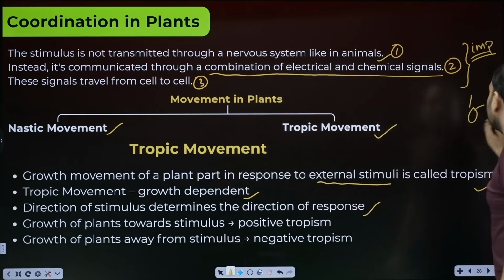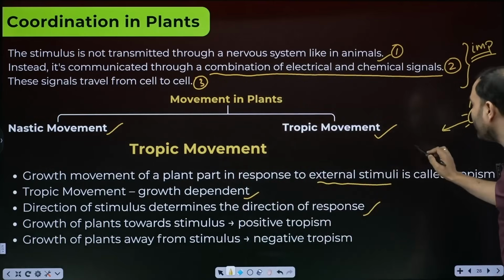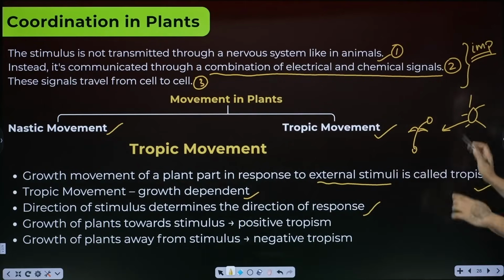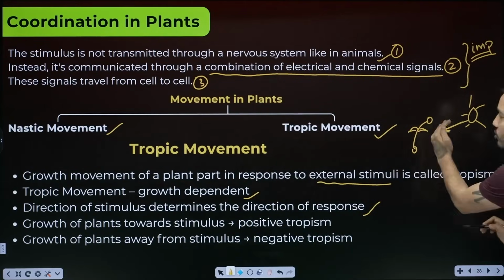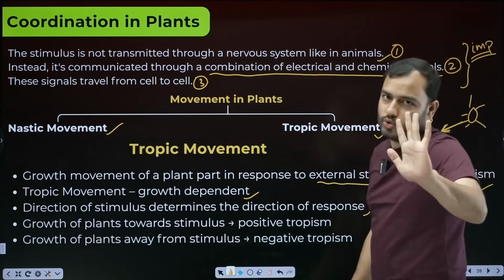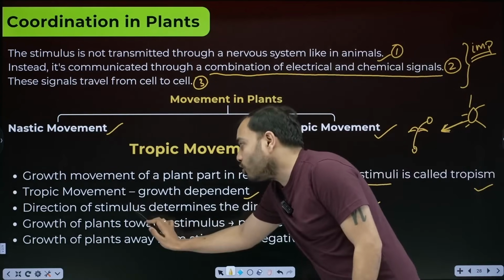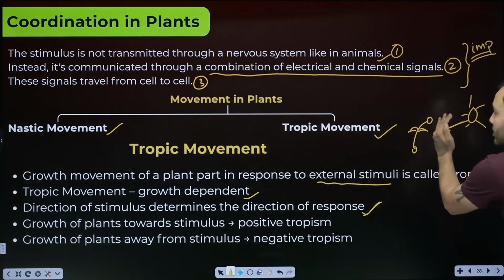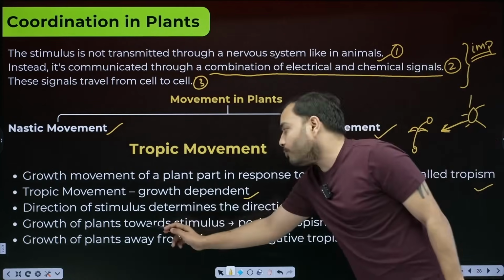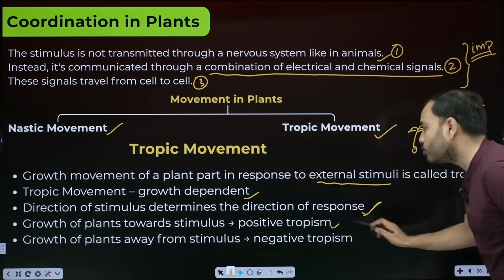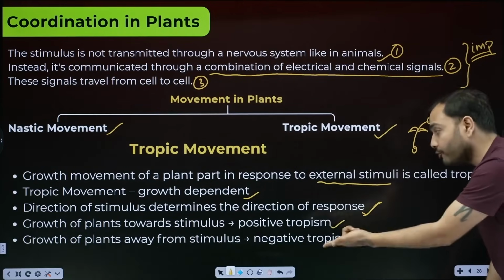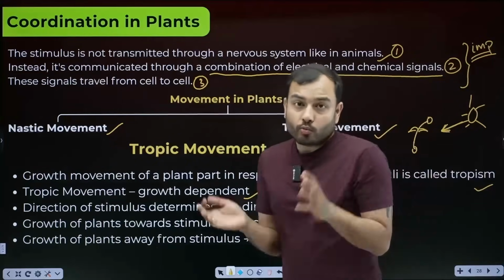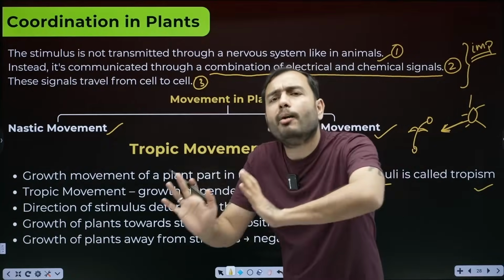Suppose the sun is rising from this side, sunlight is coming from here. The plant that grows will tilt a little towards this side. Why? Because the stimuli is this way, so its growth is also this way. Sometimes it can also be opposite to the stimuli. Direction of stimulus determines the direction of response. Growth of plant towards stimulus is positive tropism. Growth of plants away from the stimulus is negative tropism. Both can happen. It might grow towards the stimulus or it might grow opposite to it.